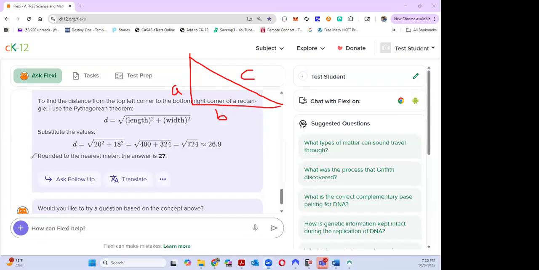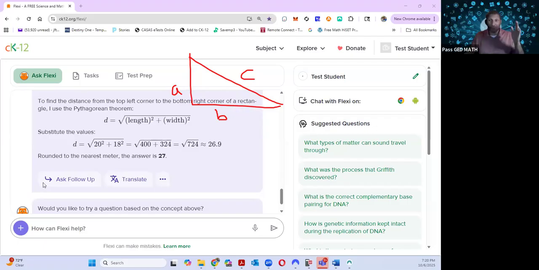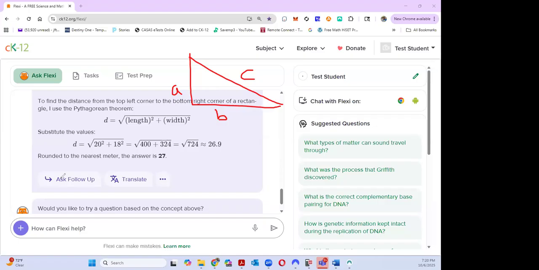Listen, what I'm telling you is go use my site, take the pretest. If you score 70 or above, move on to the next section. If you don't, review and work on those steps. If you have any issue, text me, call me, email me, or you can screenshot it and put it in this CK12 Flexi, and it'll walk you through the steps.